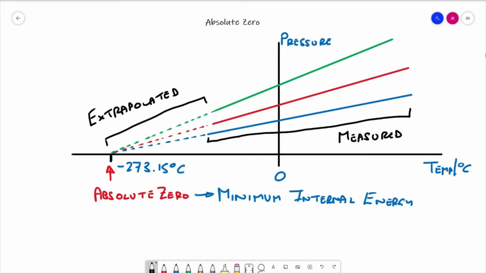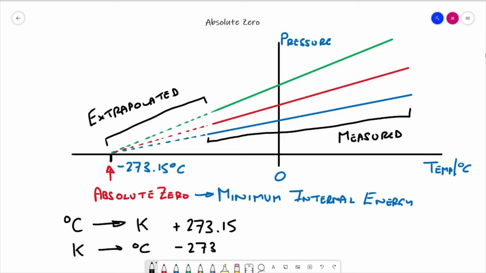The conversion between the two scales is extremely simple. If we're going from degrees C to Kelvin, then we would just add 273.15. And if we're going the other way around, from Kelvin to degrees C, then we would just subtract 273.15. And therefore, if we use those 2 points again, 0 degrees C would be 273.15 Kelvin, and 100 degrees for the boiling point of water would be 373.15 Kelvin.